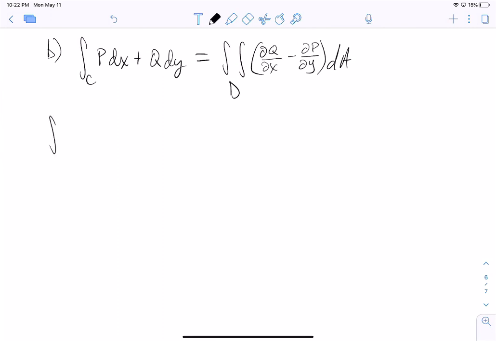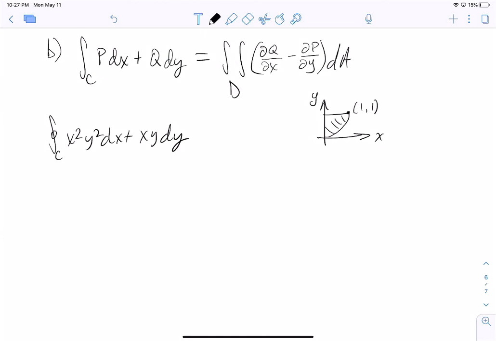The original integral was the line integral over C of x squared y squared dx plus xy dy. Of course, there's no reason to memorize that. And then we'll remind ourselves of what the region D is, x and y axes there, and we have a parabola that goes from (0, 0) to (1, 1). There's our region D. What I'd like for you to do is set up and compute the integral using Green's theorem at this point.